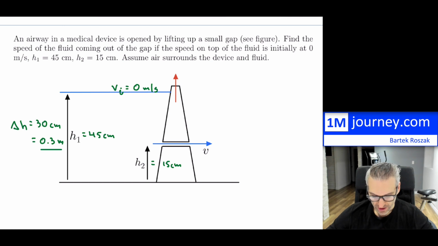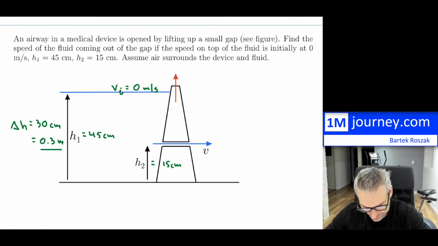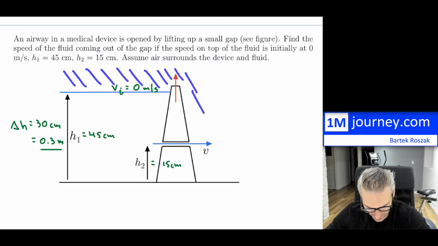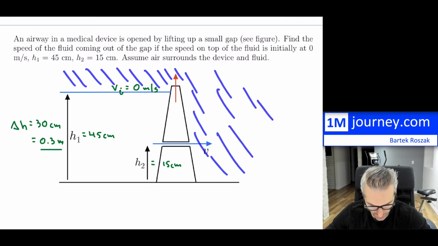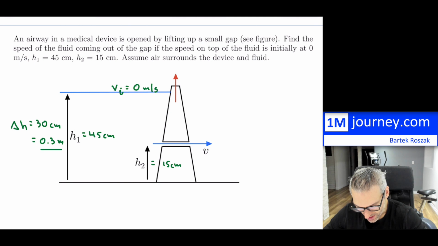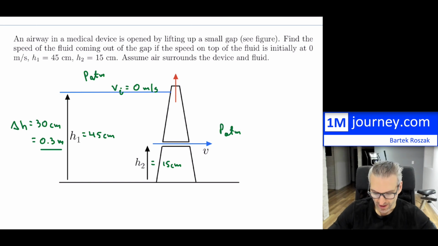Now, assume air surrounds the device and fluid. This is crucial information, because although this is lifting, all over here it's just air. And if it's just air, that means the pressure at all of these points is going to be at atmospheric pressure over here, and at atmospheric pressure over here. So you can think back in terms of Bernoulli's equation and set this up. You have the same pressure, so the pressures will cancel each other off, and you can solve for what the actual speed will be.